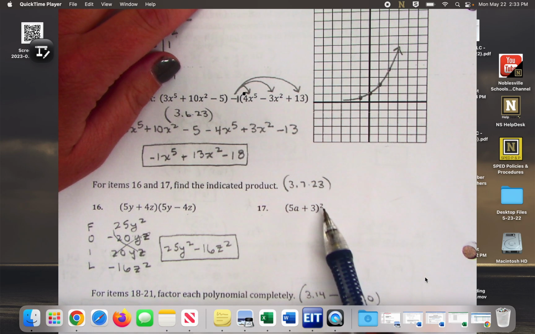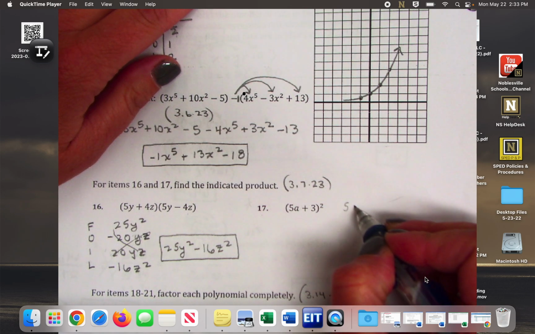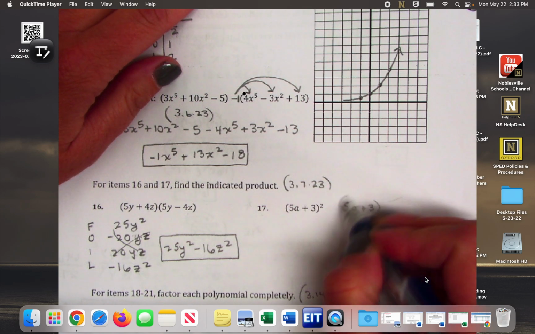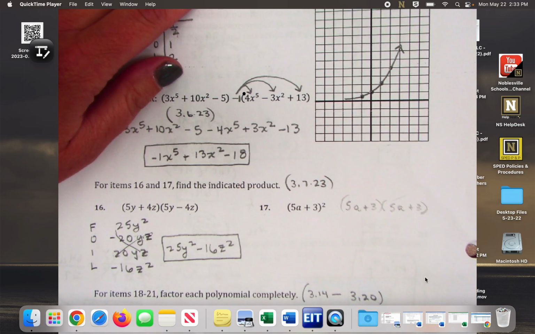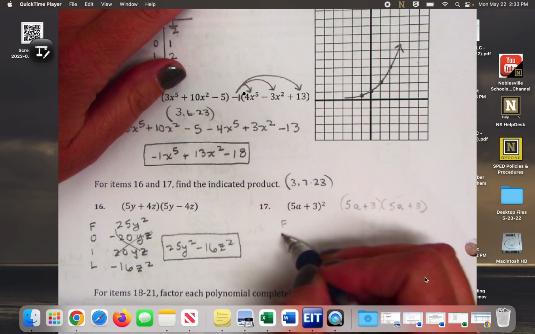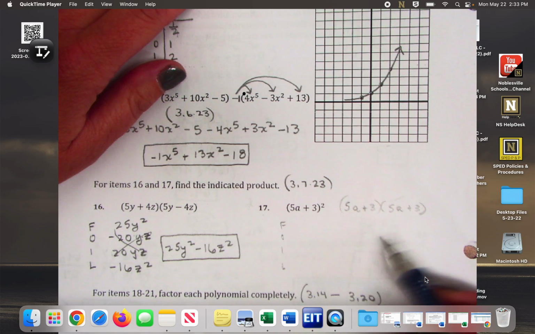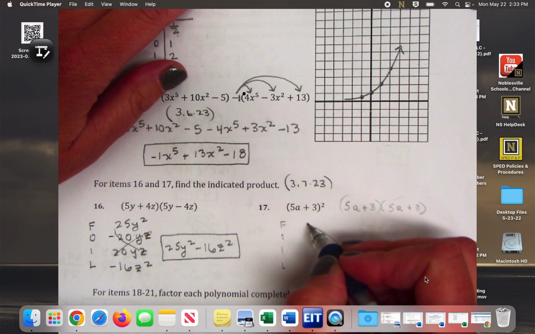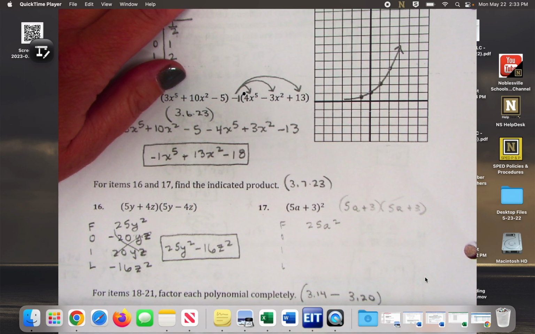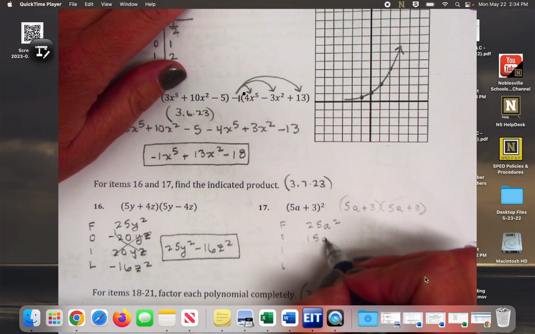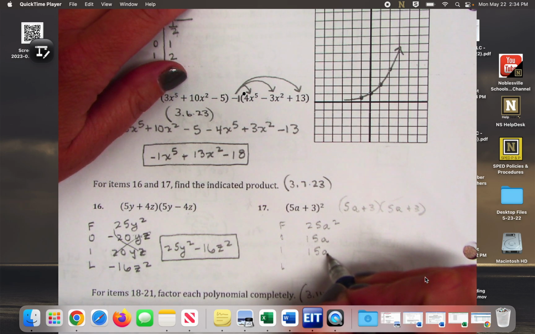Remember, this squared means that we now have 5a plus 3 times 5a plus 3. Okay? So we do the same thing with FOIL. Right? First, outer, inner, last. So you're going to have 25a squared. We're going to have 15a, 15a, and 9.